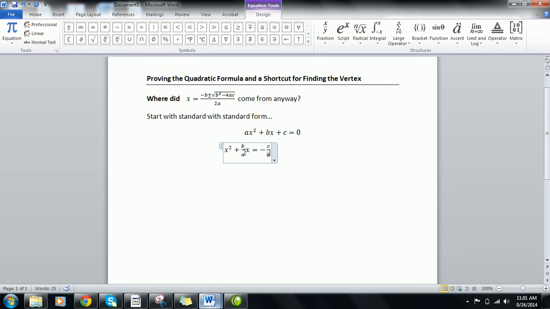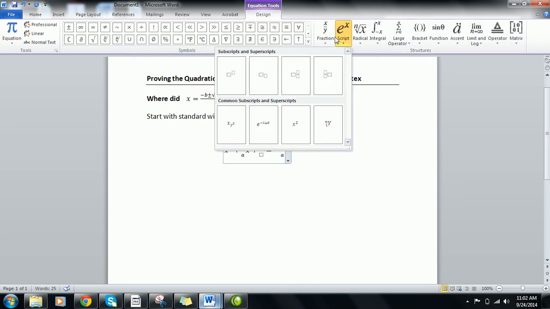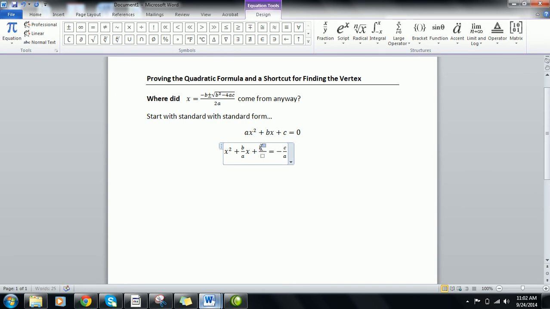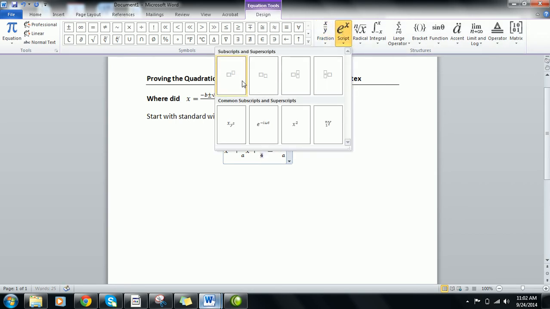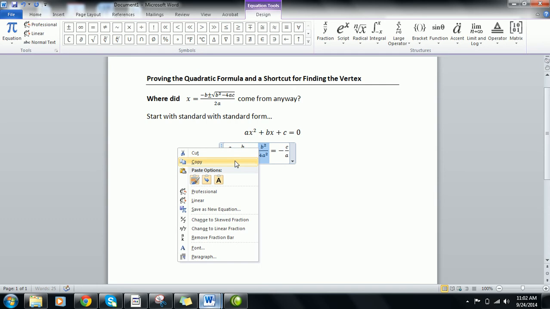Okay. Now I'm ready to complete the square, and in order to complete the square, if you recall, I take half of the linear coefficient, square it, and add it to both sides. So to the right, I'm going to add half of b over a, which is b over 2a, squared. Half of b over 2a squared is b squared on top, and on the bottom you get 2a, the quantity squared, which is 4a squared. But what I add to the left, I also have to add to the right. So I'm just going to copy and paste that on the right.